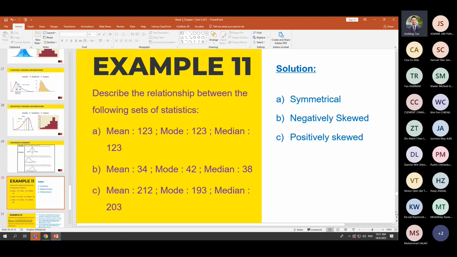Last one, C. We use mean minus mode. Mean 212, mode 193. It's a positive number, right? Mean minus mode is a positive number. So the conclusion is the data distribution is skewed to the right, or positively skewed.